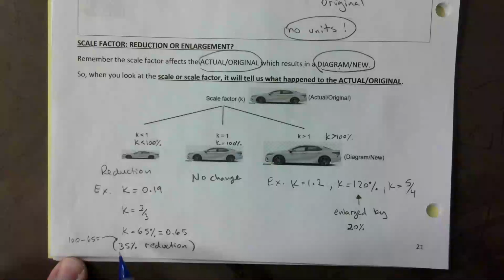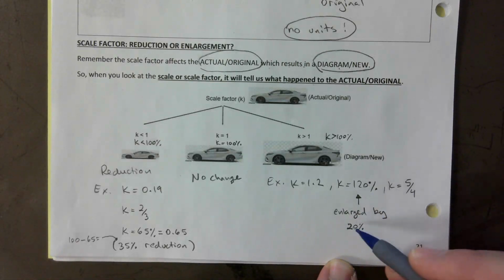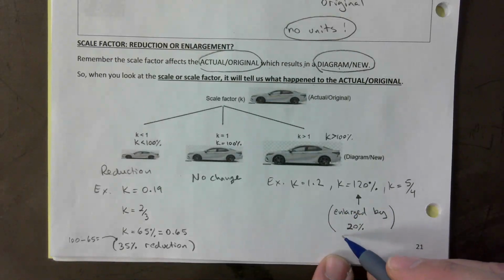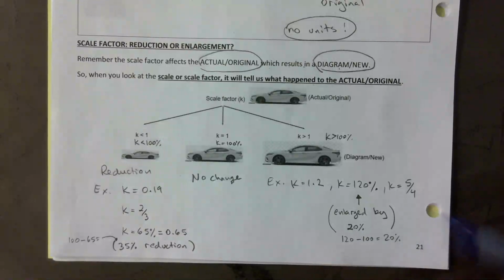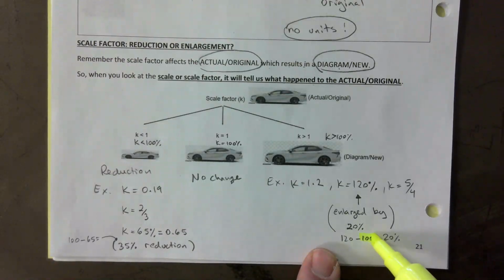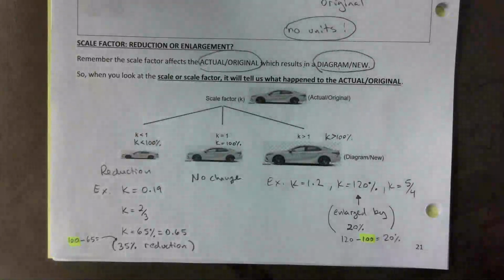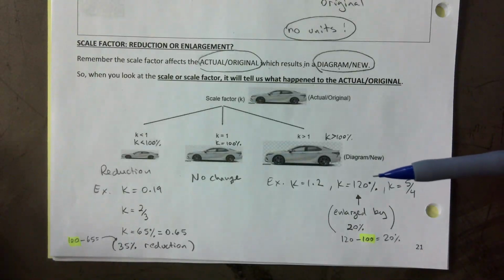To get the 35. And here, 120, that means that it was enlarged by 20%. Again, I went 120 minus 100 to get the 20%, right? That's how I got it. So your baseline is always 100. What happened from 100? Did it go up? Did it go down? Okay.